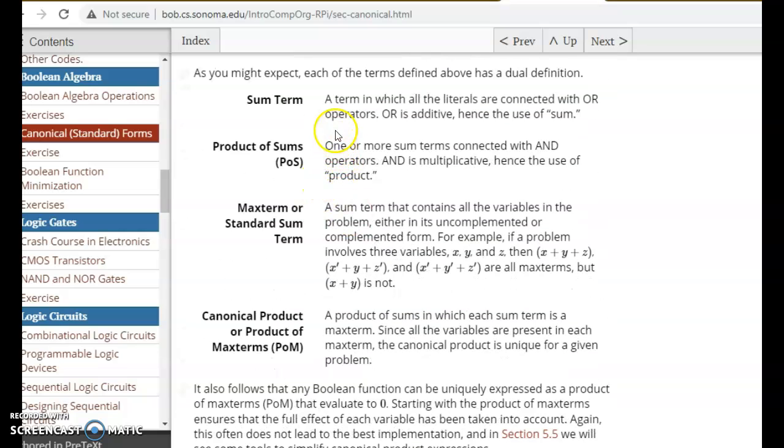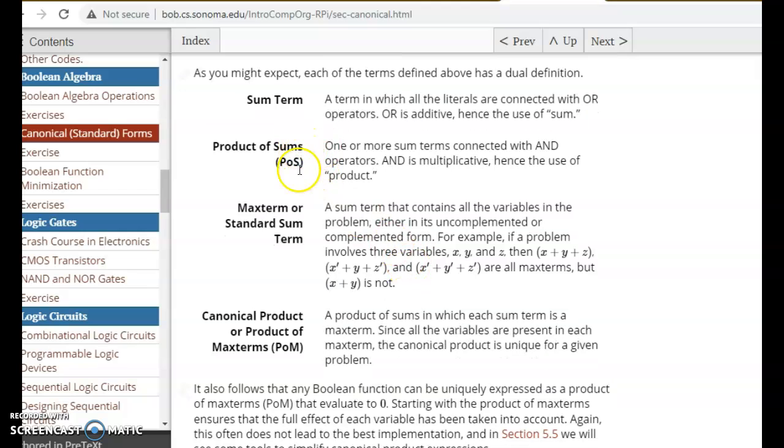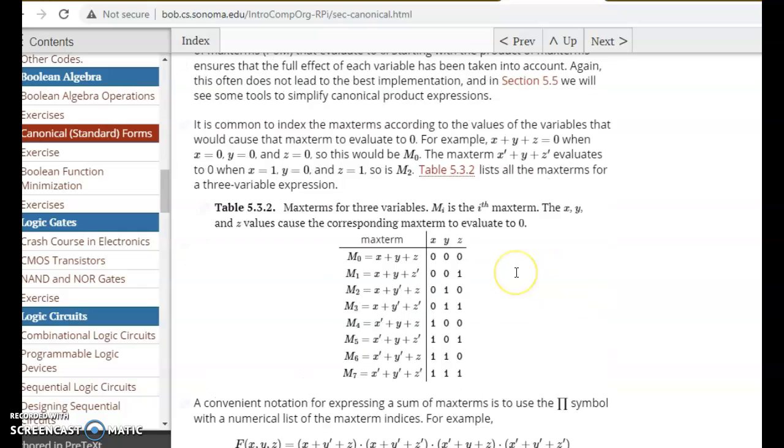So when we talk about a sum term and the product of sums, see up here it was the product term and the sum of products. This is the sum term, and the product of sums means that we're talking about all the literals that are connected with or operators. And then in any way, when we connect those literals connected by or operators with an and, we create a sum term or product of sums. So the canonical product of max terms, which is a product of sums in which each sum term is a max term since all the variables are present, and the canonical form is given for a unique problem.